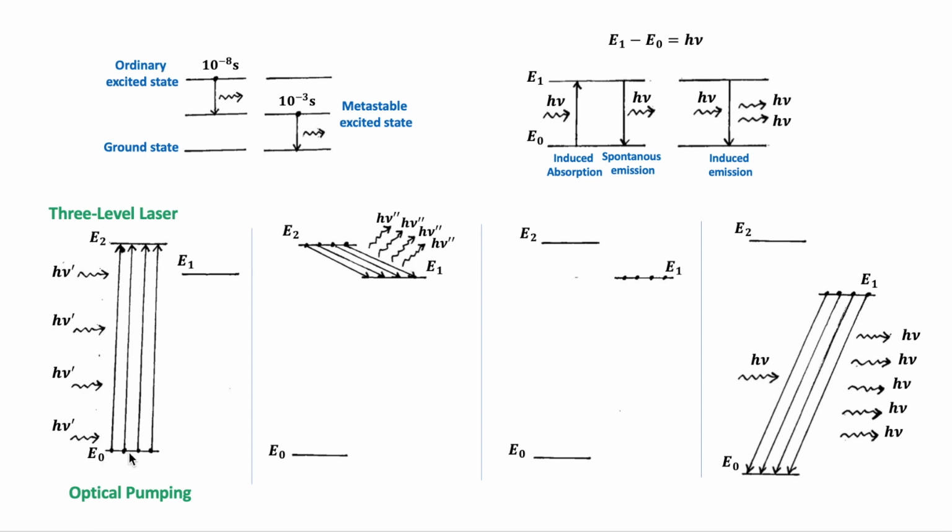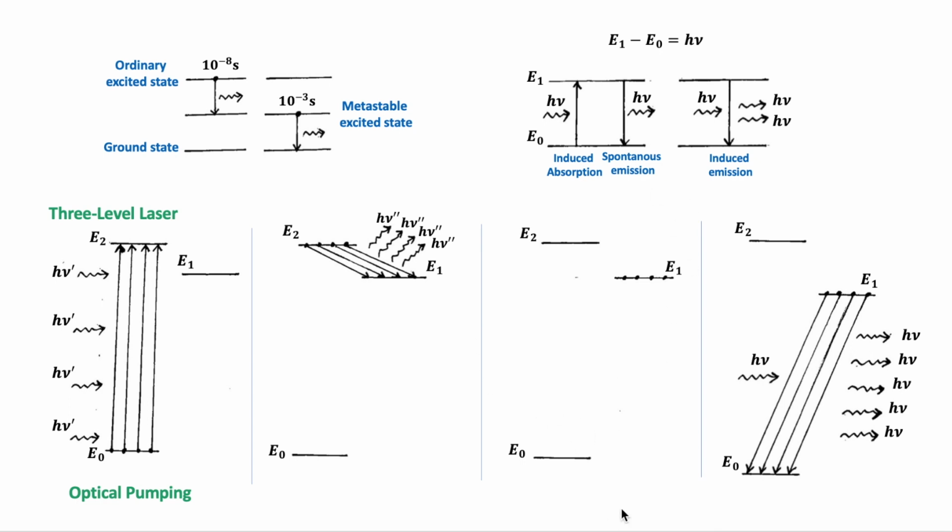So each dot here is an atom. So first, the atoms are pumped from E0 to E2, then they spontaneously decay to E1. Then now we have this situation which represents an assembly of atoms that exhibit population inversion. So here the majority of the atoms are in the metastable state.